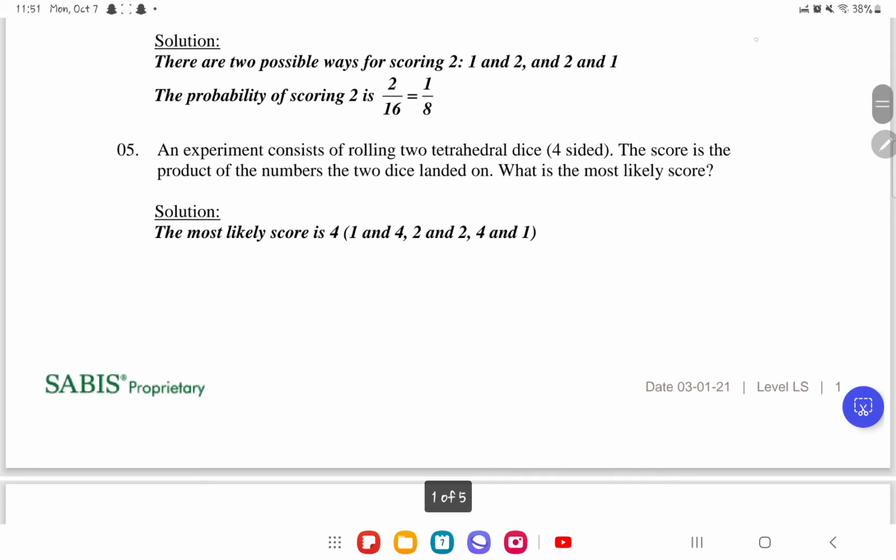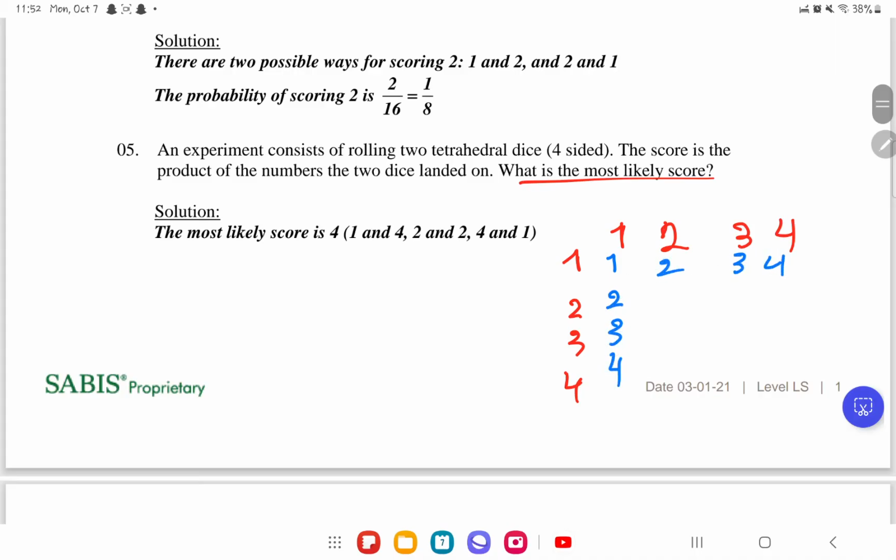Now, an experiment of rolling 2 tetrahedral dice, 4-sided. The score is the product of numbers. What is the most likely score? So we have 4 sides, 1, 2, 3, 4, and then 1, 2, 3, 4. So we have it like this. If we're going to multiply, here we're going to have 1, here we're going to have 2, 3, then 4. Then here it's going to be 1, 2, 3, and 4. Then here it's going to be 4.